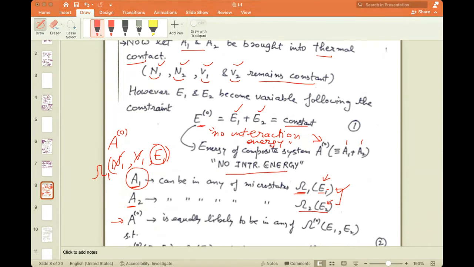Okay, let me see. Are we considering A1 and A2 as new single systems? So Bhagya, it's not new single systems. They are independent systems originally. Then we brought them into thermal contact. They have their own macro states defined by N1, V1, E1, and N2, V2, E2. But when we brought them into thermal contact, we allowed only energy to exchange. So volumes were constant, and the number of particles was not allowed to exchange between those two systems, right? So they are not new, they are two systems. That's it. Okay, good.